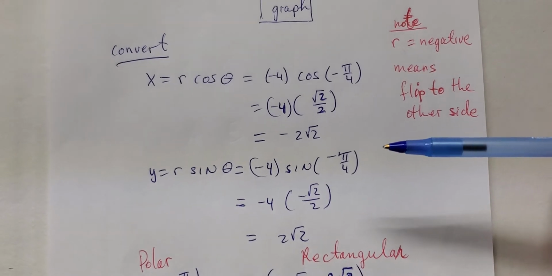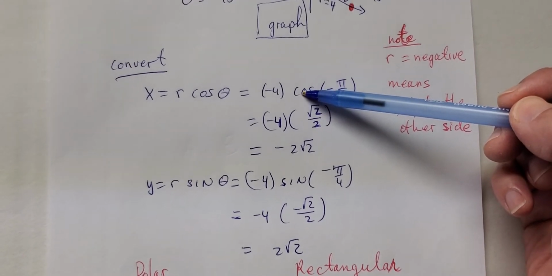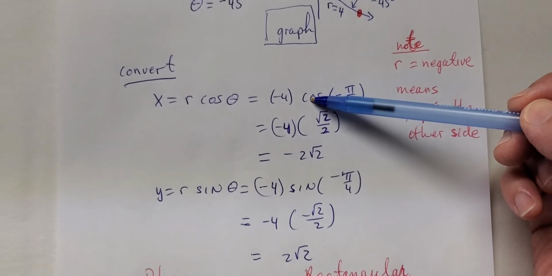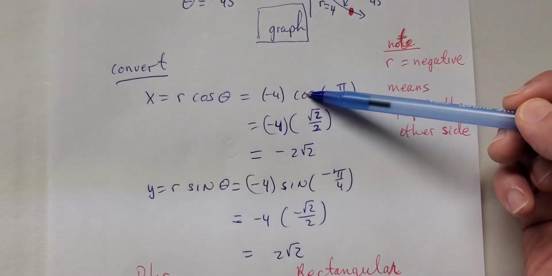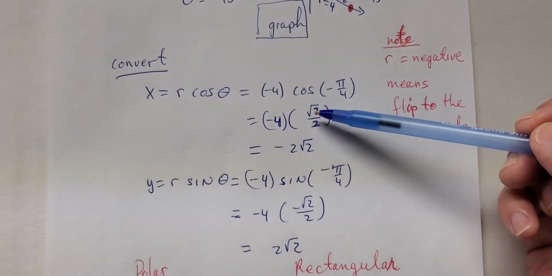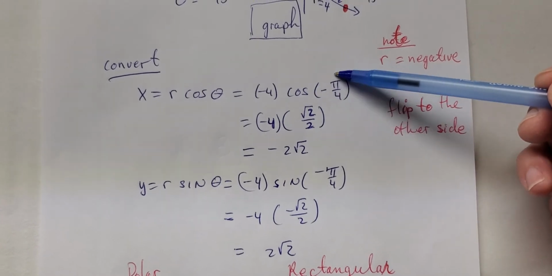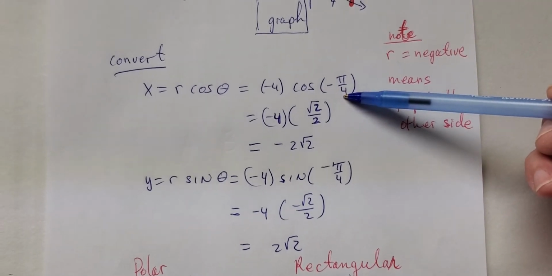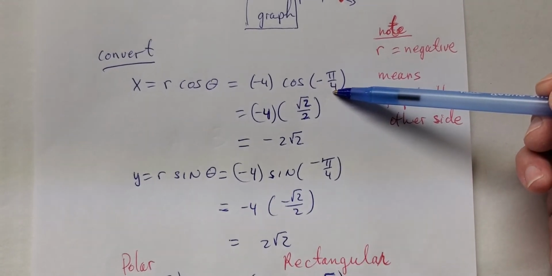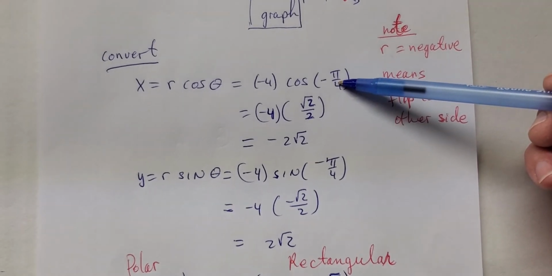Now use your calculator or chart, and it will come out square root 2 over 2. Negative 4 is just negative 4. Cos of negative pi over 4. Use your calculator or the chart, way back then in chapter 7.